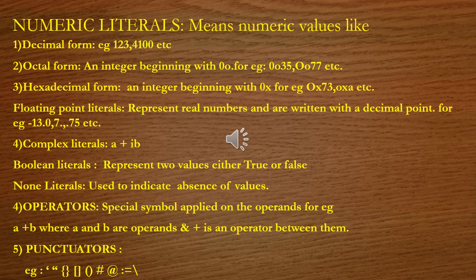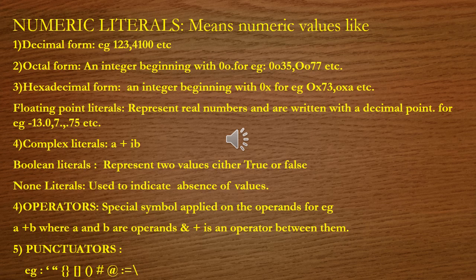The last one is the None literal, used to indicate absence of values. Absence of values means suppose for any identifier you want to store nothing in that variable. In that case you have to define that variable as None, meaning nothing is stored. Suppose a variable is a and you want to store nothing, in that case we use the None literal.